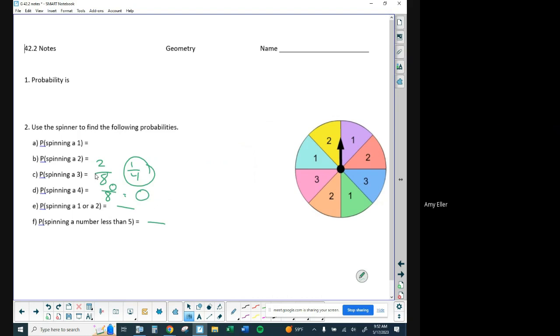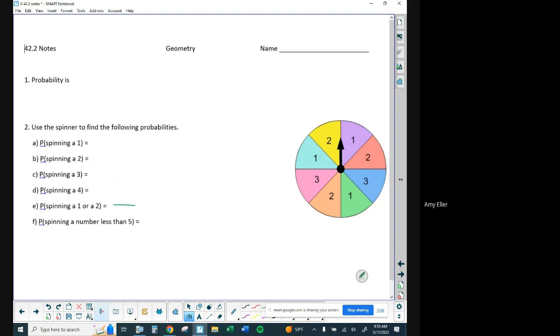Anything with 0 on the top is 0. So if you were to type 0 over 1, 0 over 2, 0 over 3, 0 over 10, 0 over 1,000, it's 0. If 0 is on the bottom, what do I get? No solution. Your calculator will say error. We don't divide by 0. So you would write no solution, not possible. If 0 is on the top, it is 0.